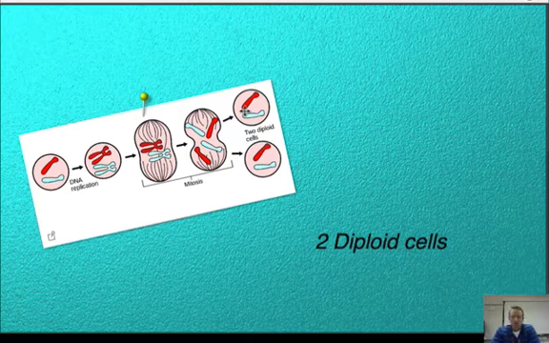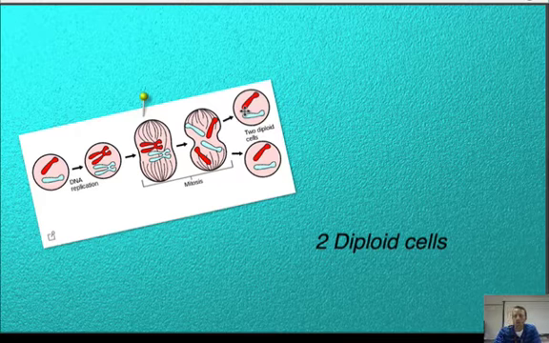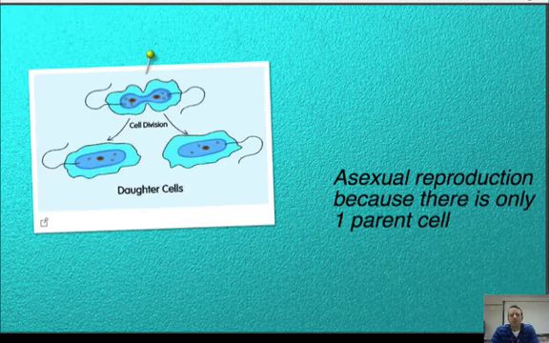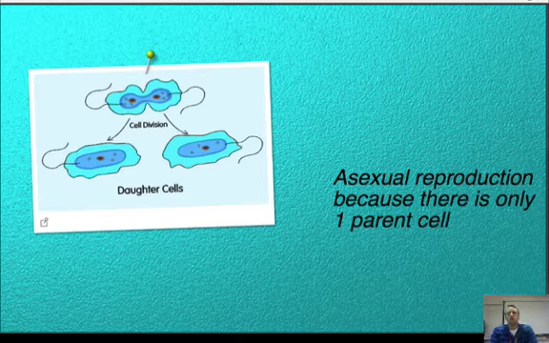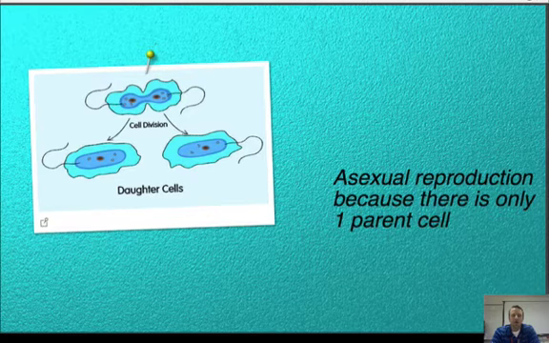And then moving on to whether it's sexual or asexual reproduction. Since in mitosis there's only one parent cell, it is a form of asexual reproduction. Because in asexual reproduction, you only need one parent cell, while in sexual reproduction, you need two. That's a big difference between mitosis and meiosis, which we'll start talking about later: in mitosis there's only one parent cell, so it's a type of asexual reproduction.